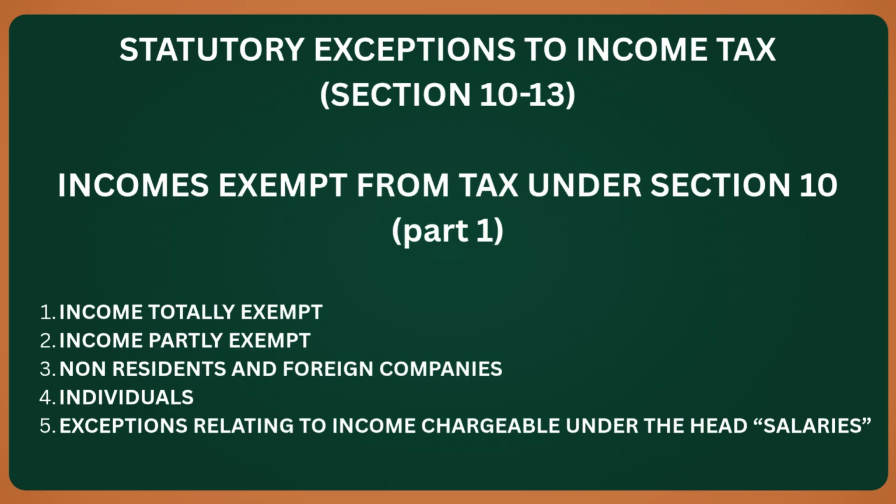There are different categories of exempt incomes. They include income totally exempt from tax, income partly exempt, exemptions for non-residents and foreign companies, and exemptions available to individuals. There are also certain exceptions relating to income chargeable under the head salaries. There are still more points under incomes exempt under section 10, which we will be seeing in the next video.